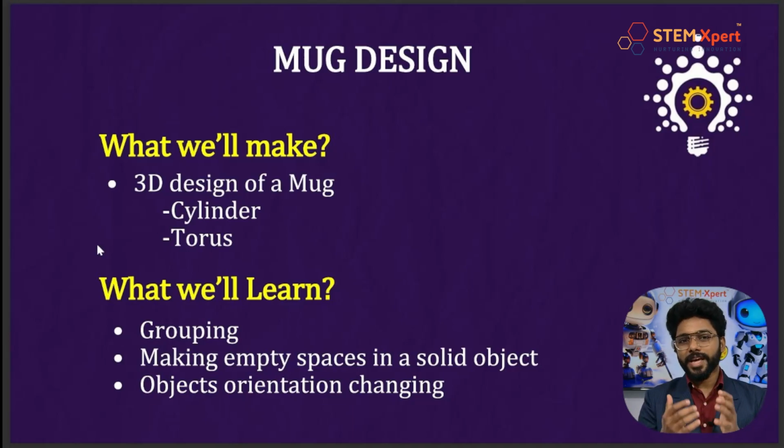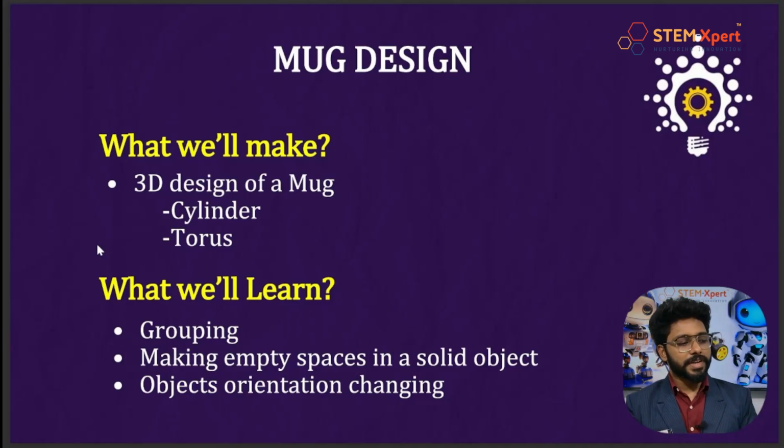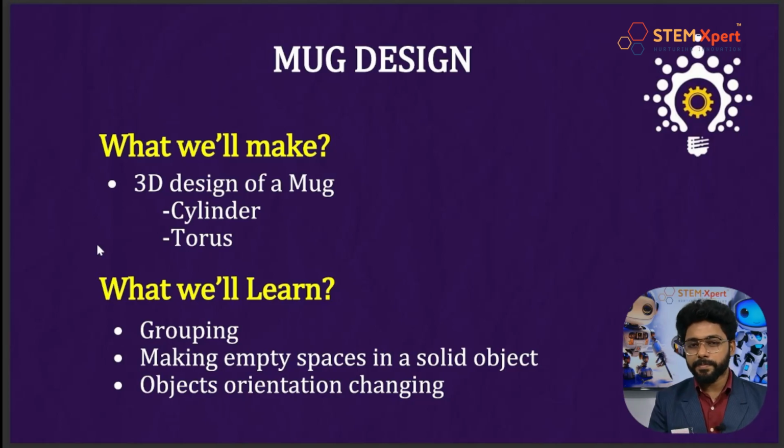Okay, so there we create different kinds of empty spaces inside of these solid objects, and then we will make a design of a mug at the end. Okay, so here we will learn about grouping and making empty spaces inside of solid objects, and then object orientation. Okay, so we will get to know how we can change the orientation of each object. Understood? So shall we start?